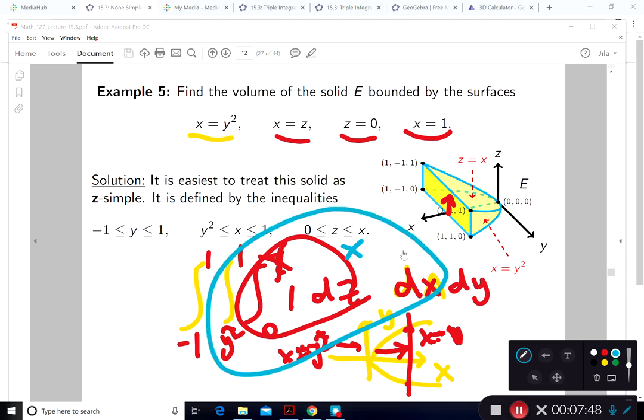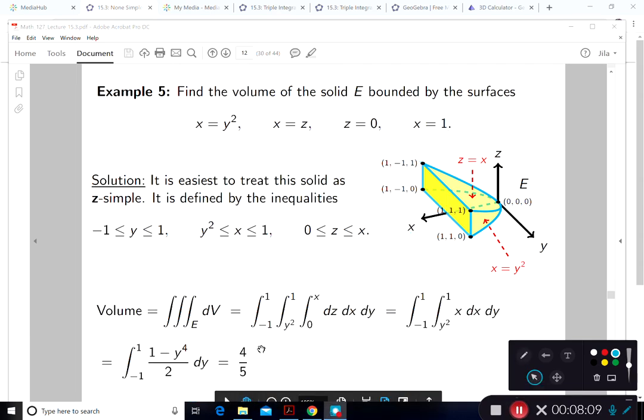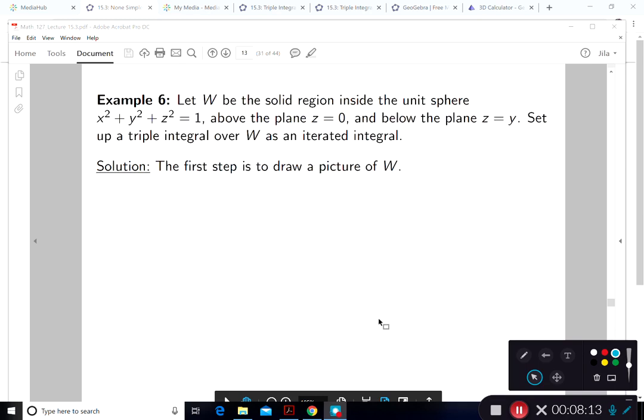Plug in those values. I'm going to get 1/2 minus y to the power 4 divided by 2, and then I have to integrate that with respect to y and find the final answer, which is going to be 4/5.